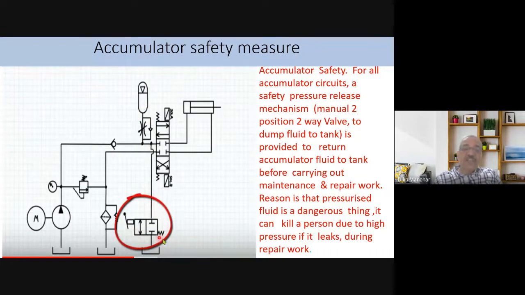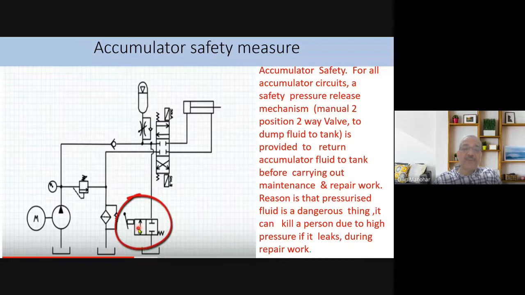So I have shown here a safety device. Either it can be on or it can be off. So you can always maintain one device, a manually actuated direction control valve. Whenever you want to do some maintenance work, what you do is push this lever here, and make this accumulator drain to the tank.